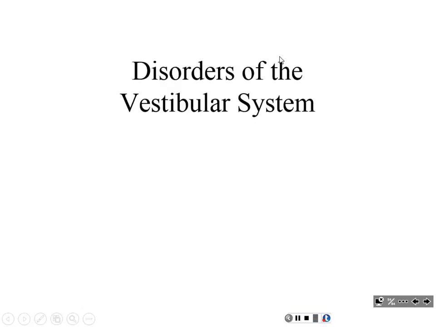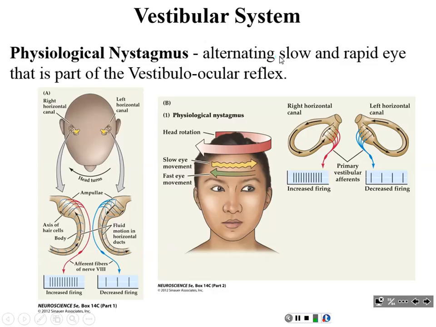So, we're going to move now and talk a little bit about disorders of the vestibular system. You're going to have a class about disorders of the vestibular system later on. So I'm going to introduce some terms so it's easier for you to understand the class later on. I'm going to define first a physiological nystagmus, and it's the alternating slow and rapid eye movement that is part of the vestibular ocular reflex.